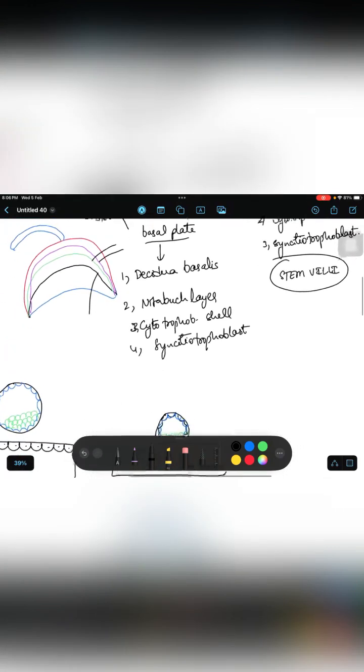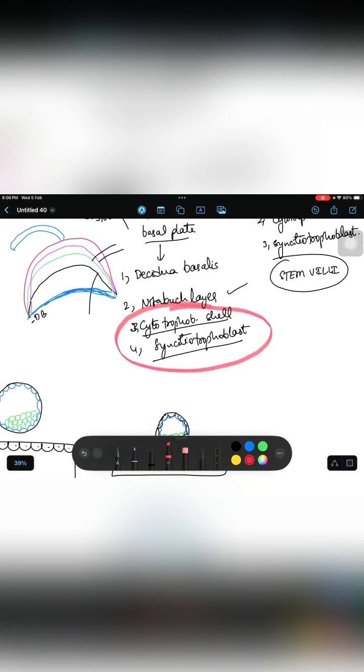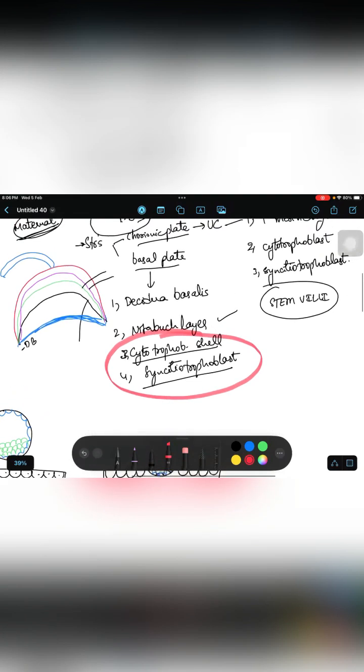Then comes the basal plate. So here you have seen this is the basal plate. This basal plate contains decidua basalis, Nitabuch's layer, and the cytotrophoblastic shell, and the syncytiotrophoblast. If you can observe, you are having these two structures same in that of the chorionic and the basal plate. The chorionic plate and the basal plate will share the cytotrophoblast and the syncytiotrophoblast.